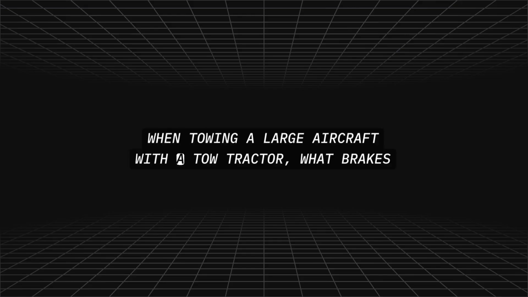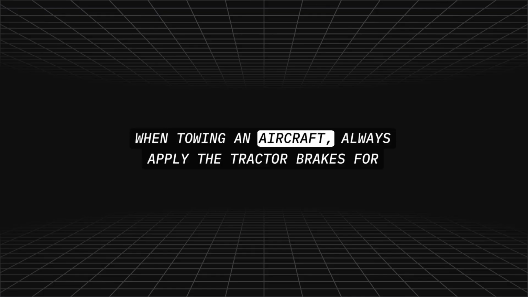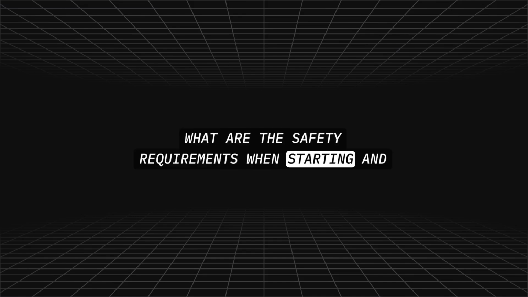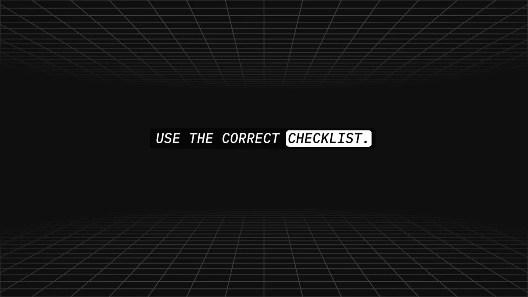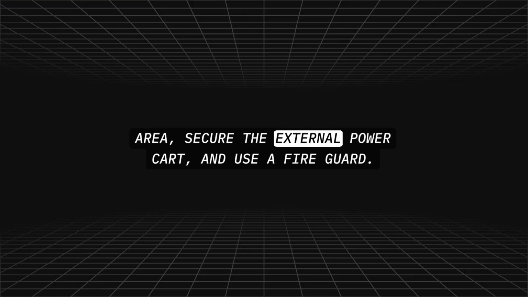engine failure. When towing a large aircraft with a tow tractor, what brakes should be used to stop the aircraft? When towing an aircraft, always apply the tractor brakes for slowing and stopping. What are the safety requirements when starting and running a power plant? Use the correct checklist. Position the aircraft into the wind, check the prop blast area, secure the external power cart, and use a fire guard.